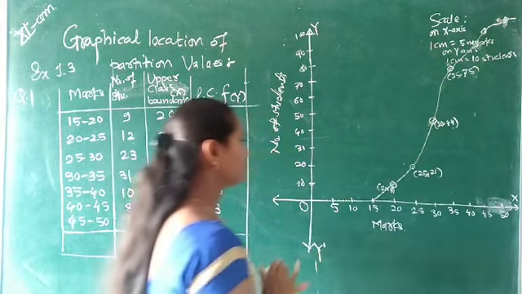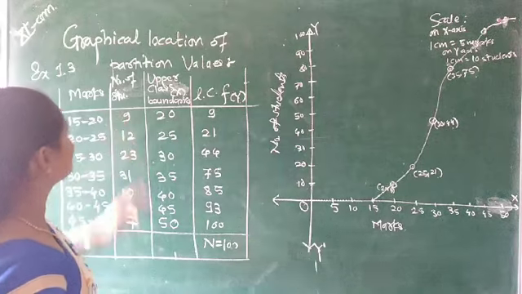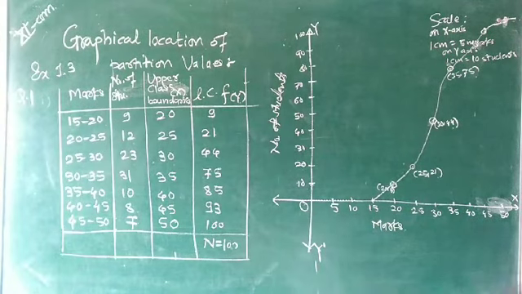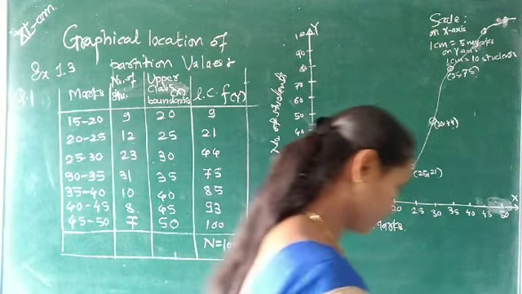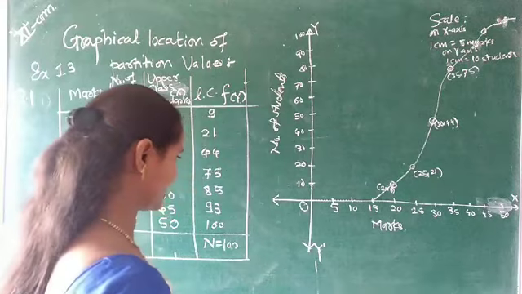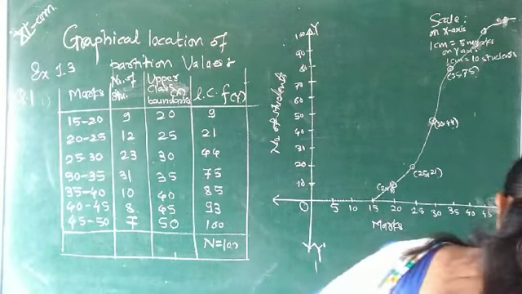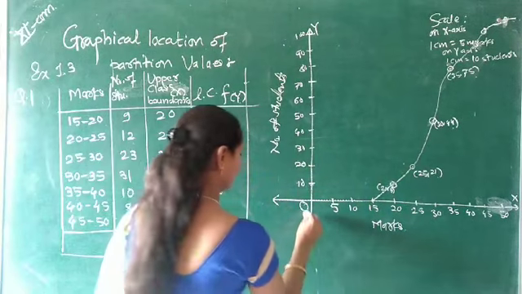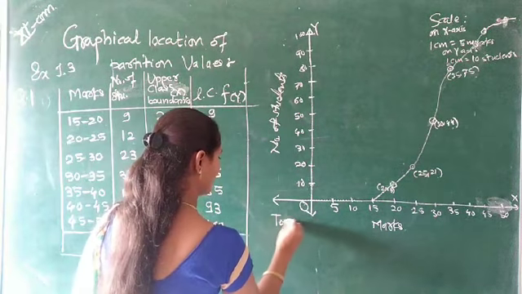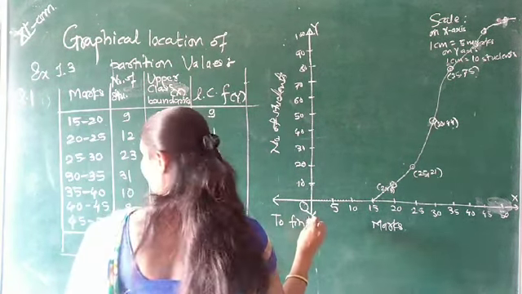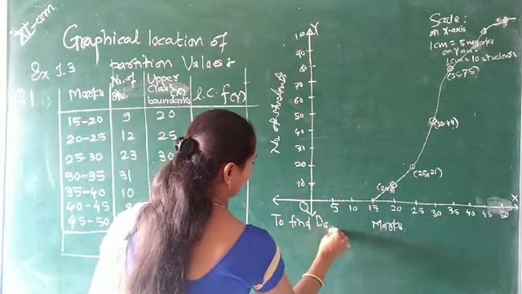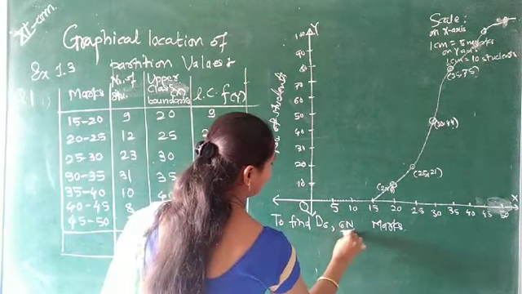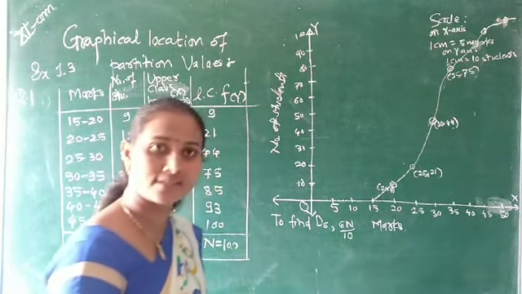Similarly, now see which values we have to find. Here we are going to find the value of D6. To find the value of D6, take 6n divided by 10. Here we have to find the 6th decile.